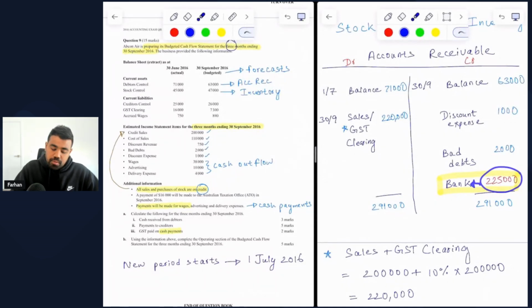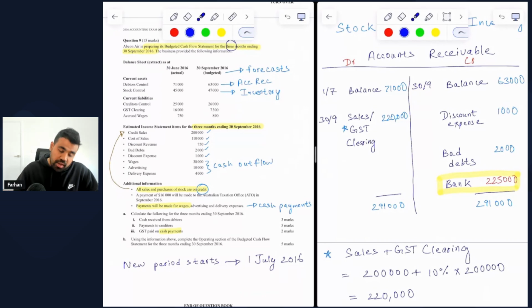And we are writing bank of 225 on the credit side as well, logically, because when we are collecting the cash from our debtors or our accounts receivable, they are going down as well. Accounts receivable are going down while our bank balance is going up. So one asset is going up and one asset is going down.